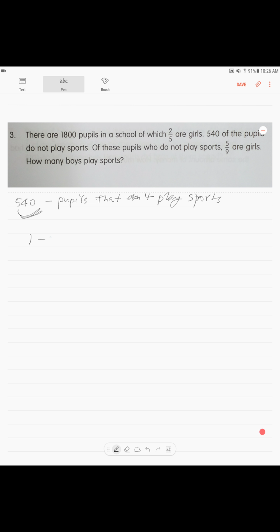5/9 are girls, so those are 5/9. This part is girls that don't play sports, right? So we find a fraction of boys who don't play sports. 4/9, those are boys who don't play sports. Boys, no sport, yeah?